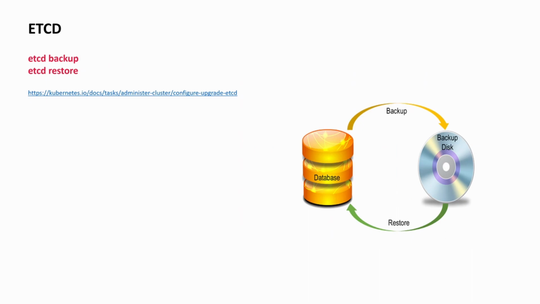etcd. etcd is the brain of Kubernetes. It's a key value store database. Whatever you see at kubectl is coming from etcd. Whatever you insert using kubectl goes to etcd. It is very important to know how to take the backup of etcd and then restore it in the event of failure.